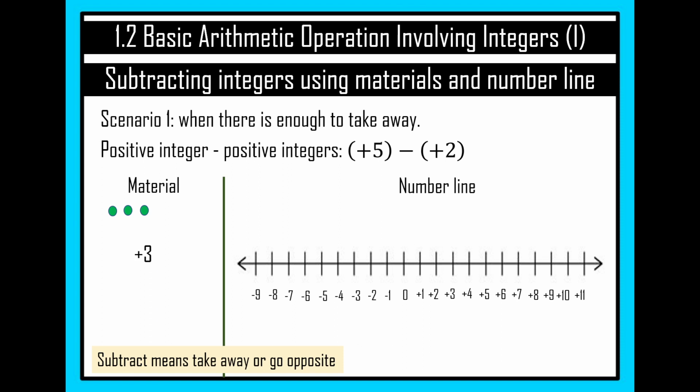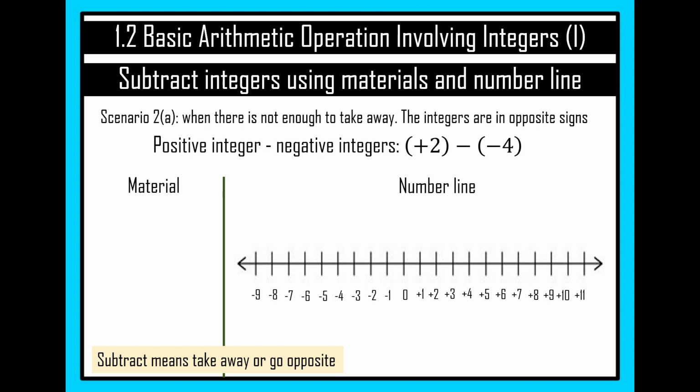Now let's look at the number line. On the number line, we're going to start at 0 and move right 5 times. And then minus, or subtract, means to go to the opposite. So we're going to go to the opposite direction of positive 2, which is to the left side. Finally, we are at positive 3.